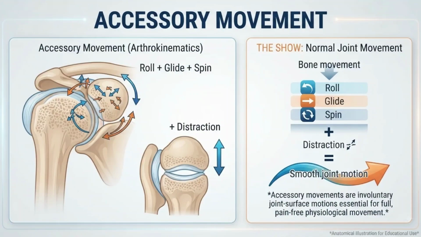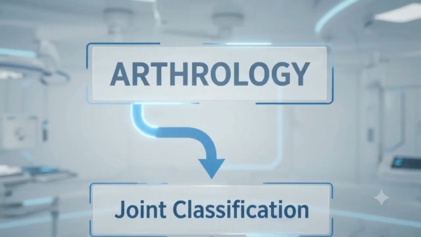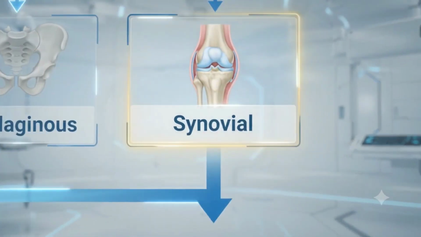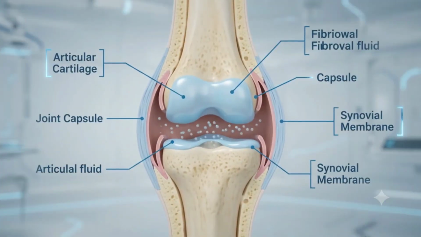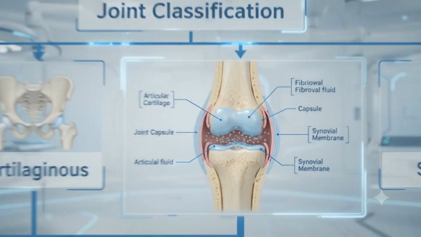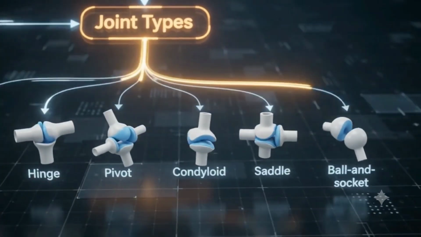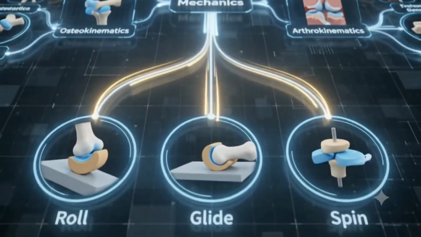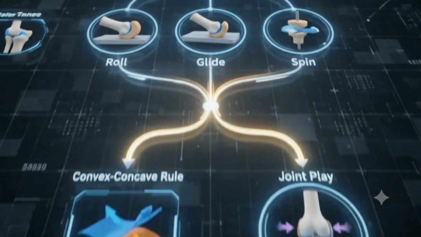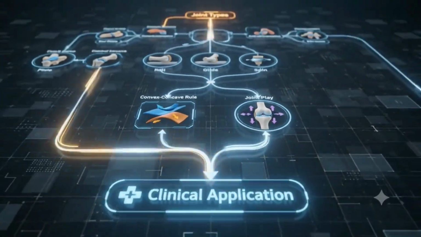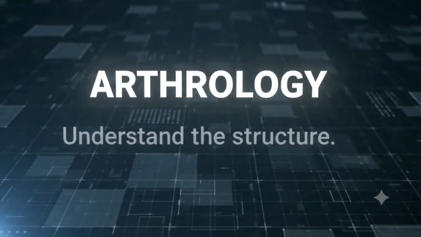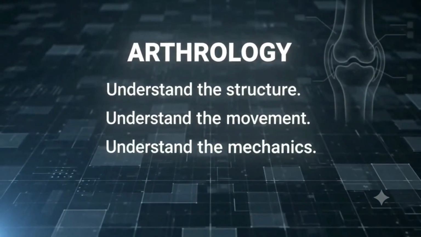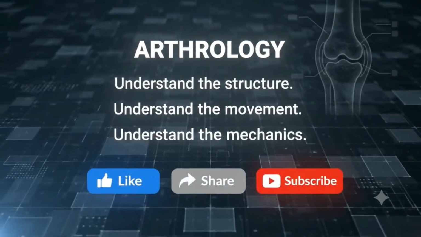Let's quickly review the key points. Welcome to the study of arthrology. Joints are classified as fibrous, cartilaginous, or synovial. Synovial joints feature cartilage, a capsule, and a membrane. Arthrology is not simply about memorizing names and classification. The real goal is to understand the relationship between structure, movement, mechanics, and stability.